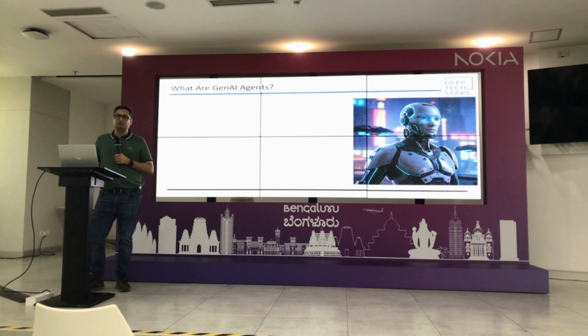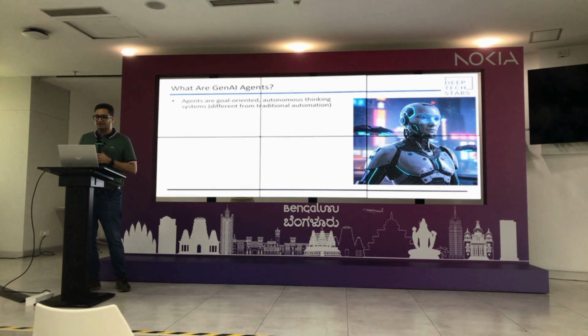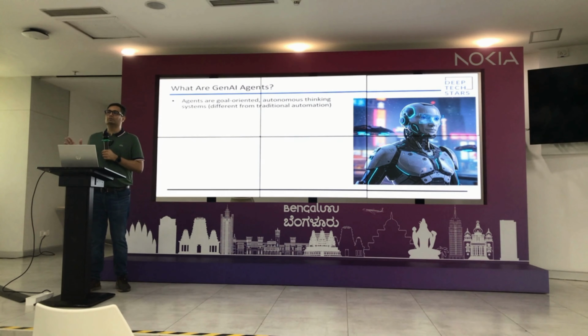So, what are Gen AI agents, right? The idea of the agents is these are autonomous goal-seeking systems. These are the two keywords. One, you give it a goal. You don't actually tell it what to do. You just give it a goal, and then you allow it to figure out on its own, right? And that is the autonomous part of it.